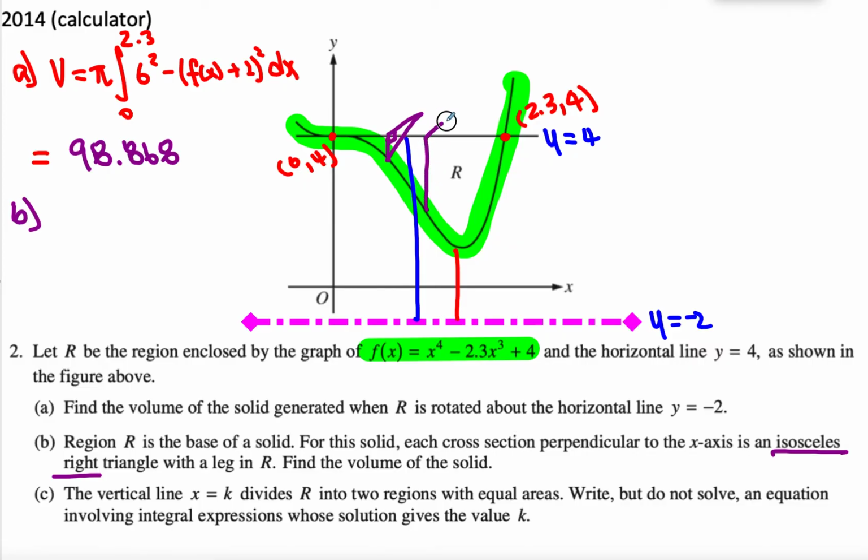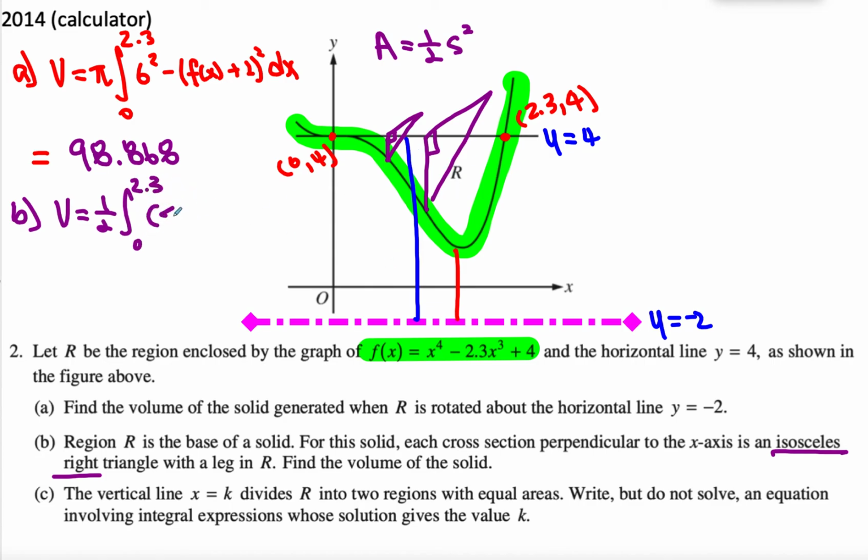If I have to draw another picture. So base and height are equal to each other because it's an isosceles right triangle. Then the area would have been 1/2 the side squared, because the side is the base and the side is the height. But this length is the difference between y equals 4 and f of x. So to find the volume, I've got 1/2, which goes from 0 to 2.3.